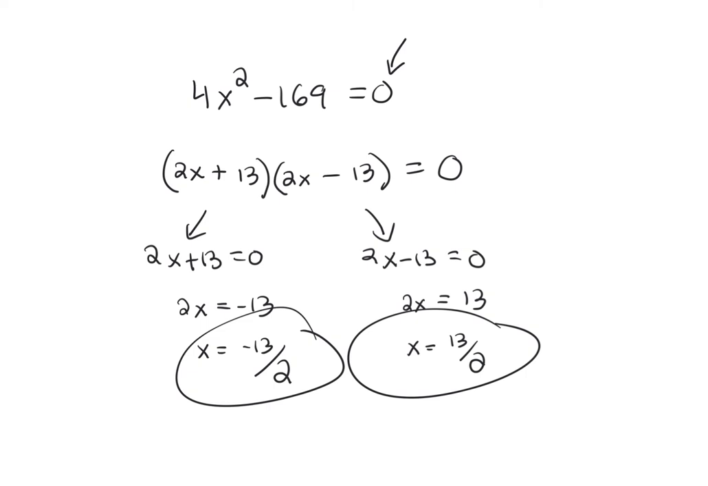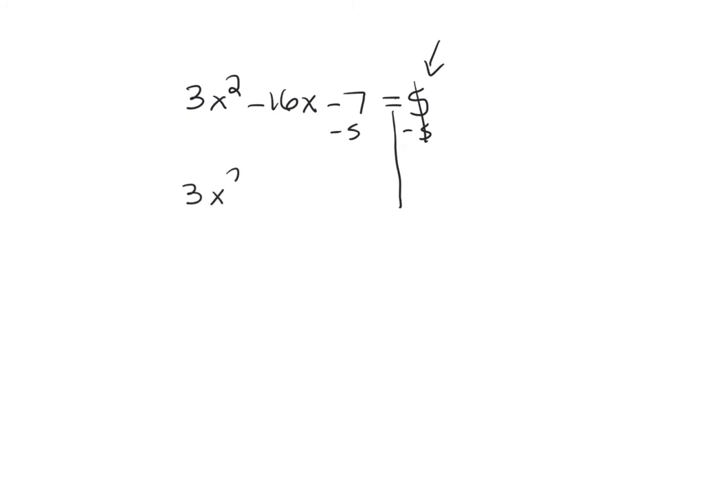There you go. Okay, last example. 3x squared minus 16x minus 7 equals 5. It needs to be equal to 0. So if I subtract 5, I'll have 3x squared minus 16x. Negative 7 take away 5 is negative 12.